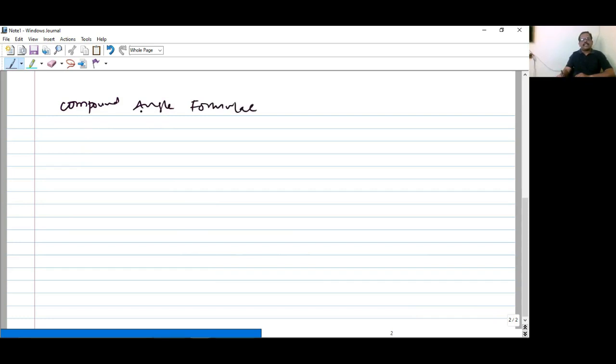What are the compound angle formulae? We will see them one by one. For the exam, the proof of the result is not so important, but examples may be asked on this compulsorily. The first formula is for cos of A minus B. We will first list all the formulae, then see the proof of one of them, and the remaining can be proved with the help of it.